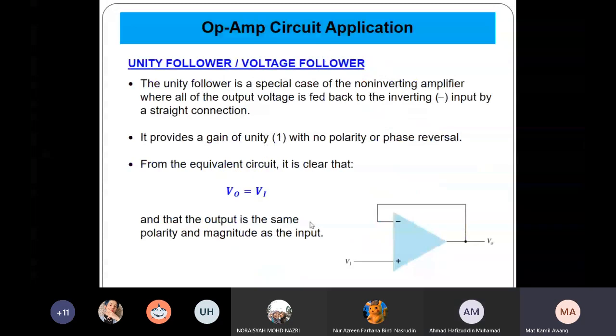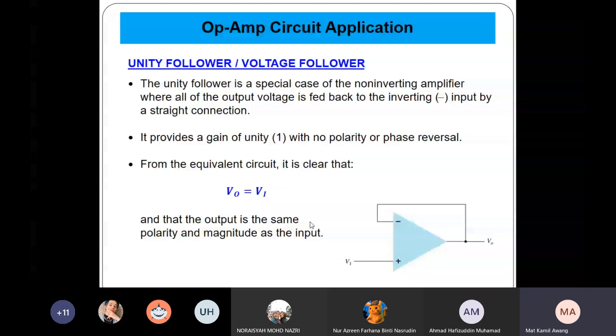This is another application, the unity follower or voltage follower. Basically the gain is equal to 1. Whatever the input value is, that value appears at the output. So the gain is equal to 1. So this is the circuit.